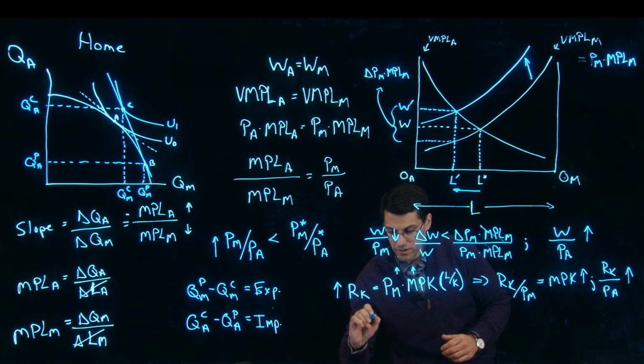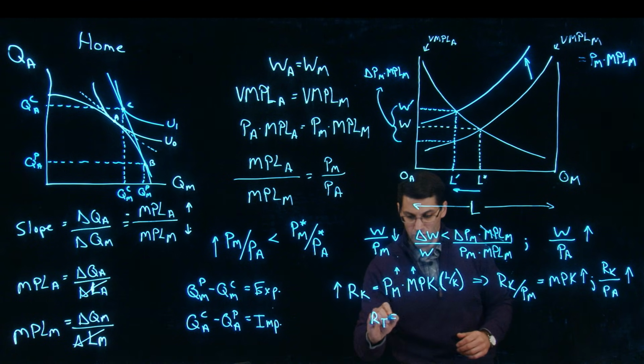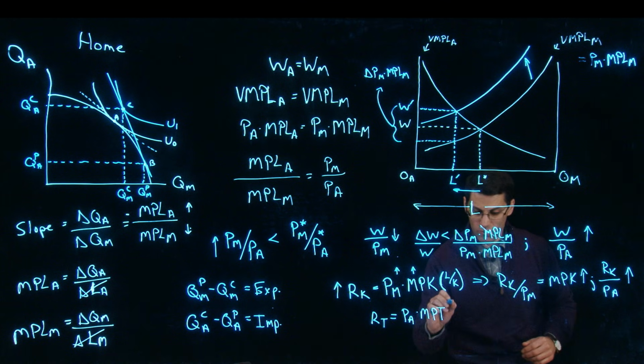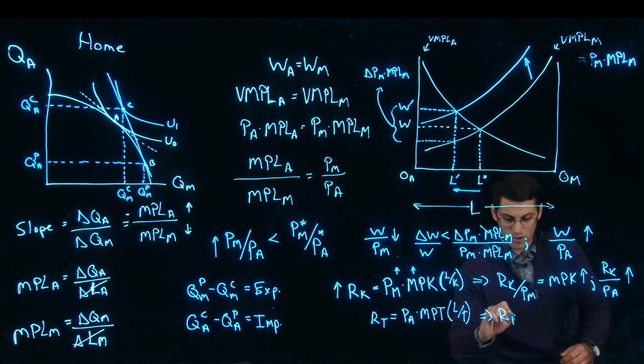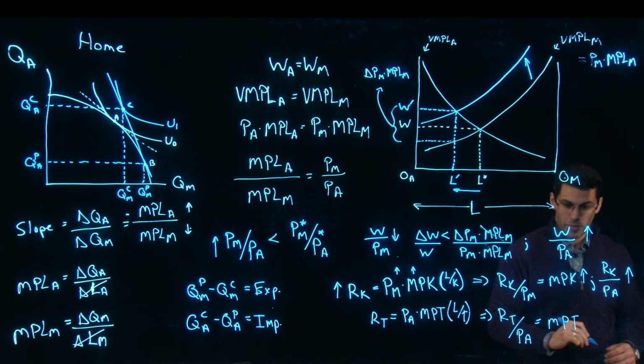We know that the rental rate on land is equal to the value of the marginal product of land. So PA times the marginal product of terrain, which is a function of L over T, which means RT over PA equals the marginal product of land or terrain.